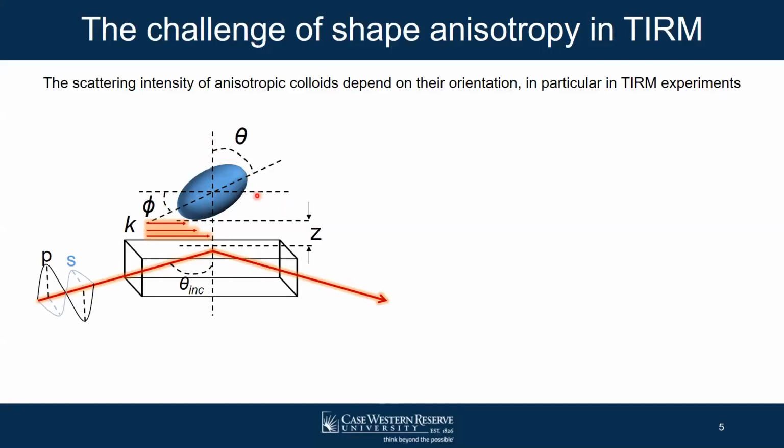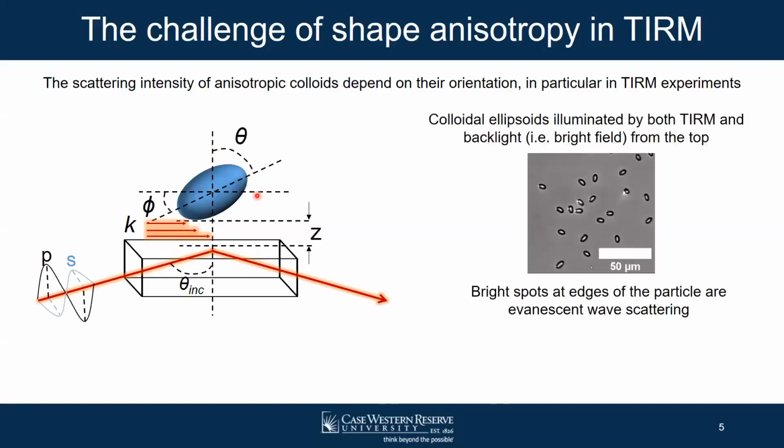So near the beginning of this project, we just took ellipsoids that we had fabricated and put them in our TIRM cell. We just looked at the scattering and found right away that, if you look closely here, all of these particles are about the same height, but you can see that there's quite a bit of variation in not only the intensity of scattering, but then also the shape of scattering.